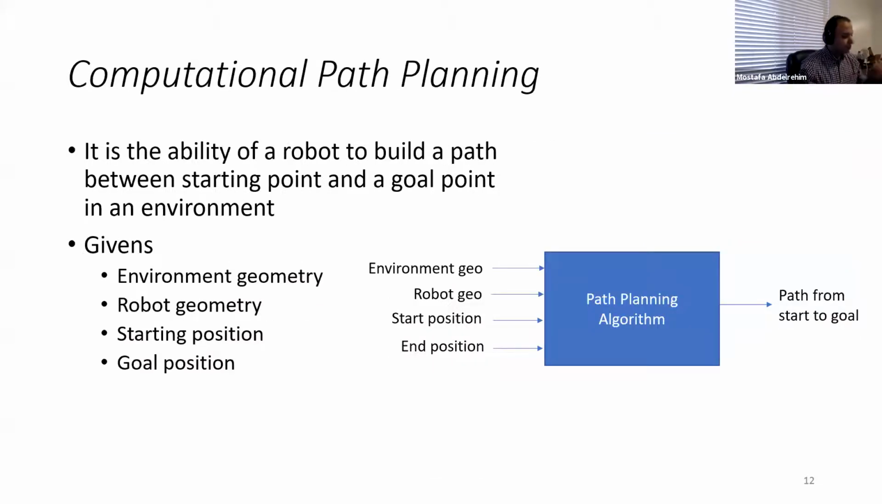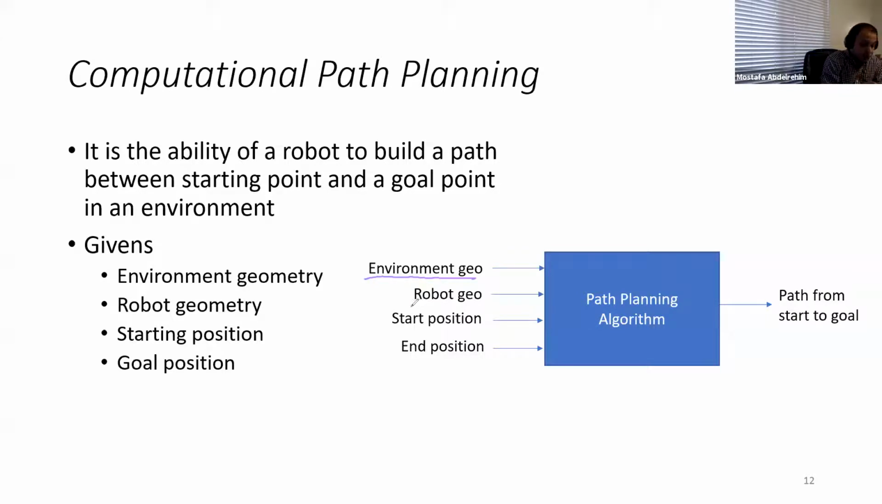So, computational path planning, as I said, is our basic field of study in the lectures. In this problem, you have 4 inputs. You have the environment geometry of the robot, the surroundings.